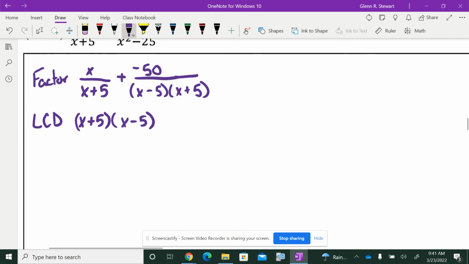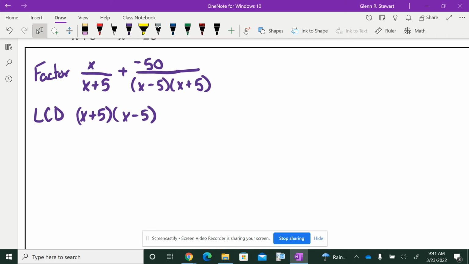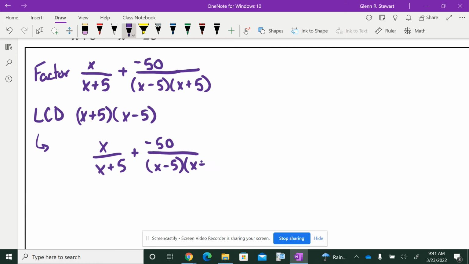So that's the next step here: we're going to use that LCD to rewrite and multiply in what we're missing. So I'm rewriting the problem, and then in red, I'm going to show you, since my left side is missing an x minus 5, I'm going to multiply by x minus 5 on top and x minus 5 on bottom. So remember, whenever we're trying to combine our terms, we want them to have the same denominator.